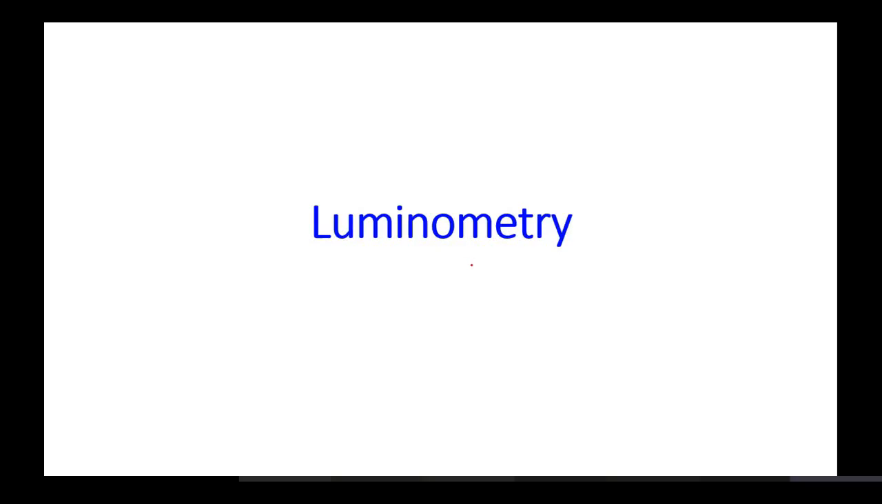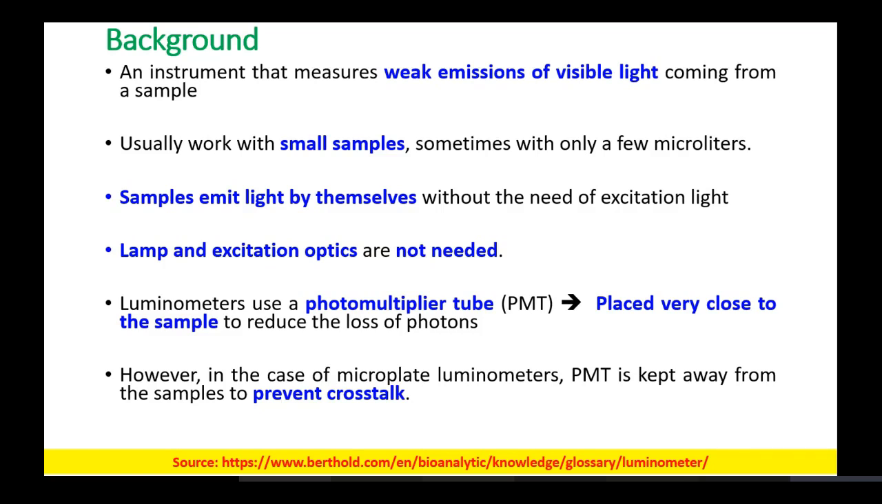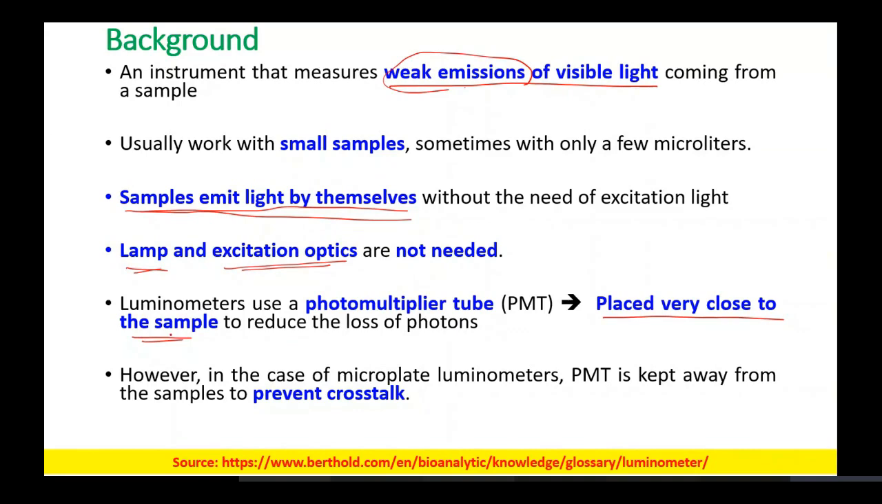Good evening everyone. In our last class we had started with luminometry, and we have seen that luminometry basically deals with the weak emissions of visible light which are being generated from within the samples. Due to this reason we do not need a lamp and the excitation optics over here, and since these are weak emissions, we need to place the detector very close to the sample so that we do not lose any information, and this will also improve the signal to noise ratio.